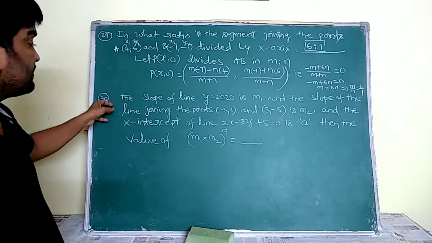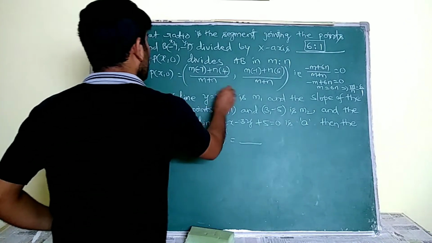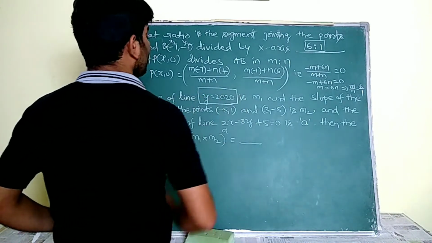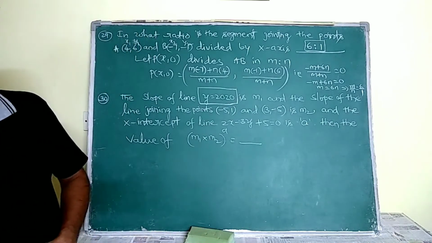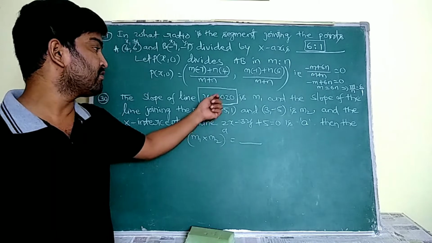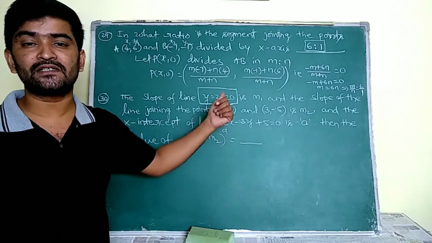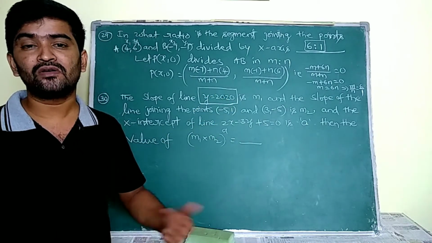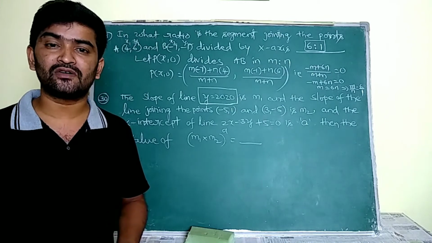Understand, ma? Now the next bit. Here he is saying that the slope of the line y is equal to 2020. We know that y is equal to something is always parallel to the x-axis. Okay, y is equal to 2020 he gave. That is, it is parallel to the x-axis. So we know that the x-axis slope is 0.